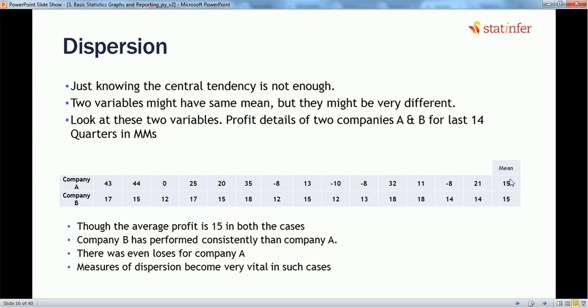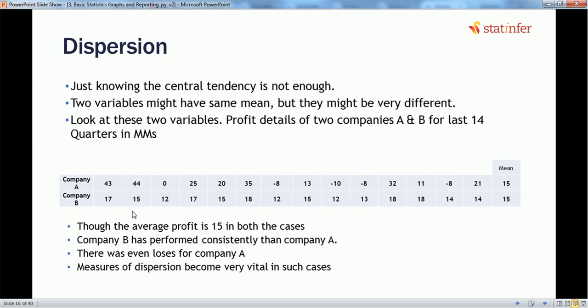But the mean over the stretch of 1 year is 15, and for company B, which is giving us constant profit, the mean profit is also 15. But there is one difference: company B is always giving us some positive output or profit. So if you are trying to buy a share of company A or company B, you will definitely prefer company B, because any time of the year you invest your money, company B will give you good results.